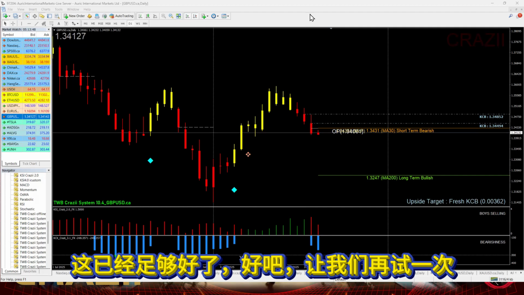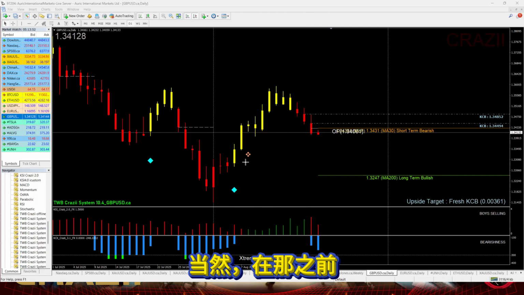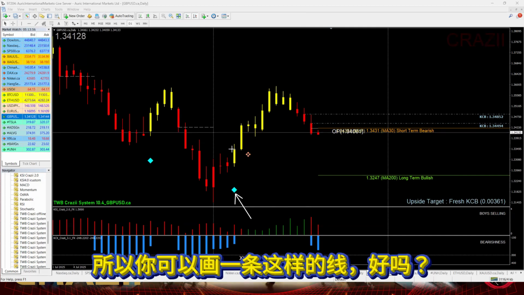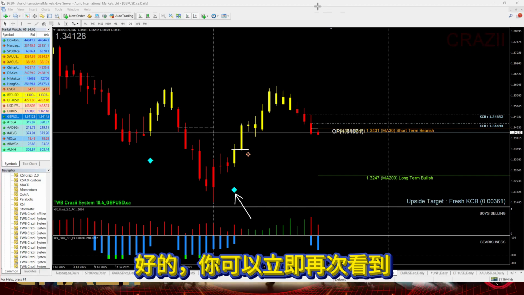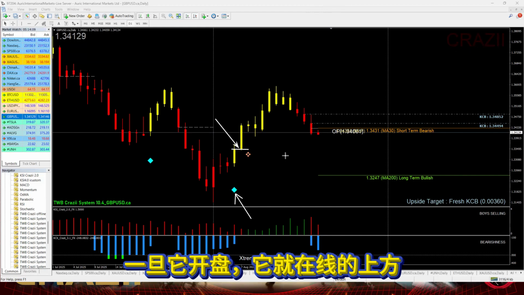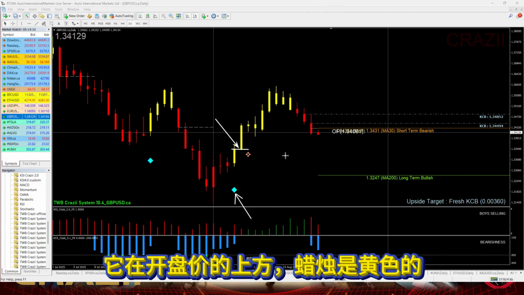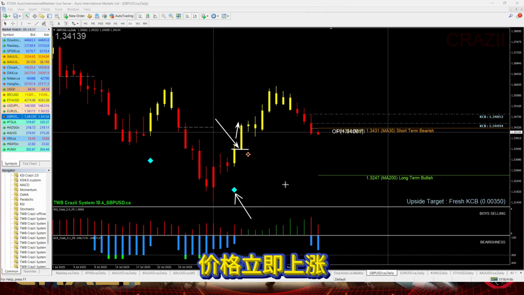Okay, let's try this again. Of course, before that itself, there was already a blue diamond, right? So you can draw a line on that. Okay, that's how you're going to draw this. And you can see instantly, same thing again. There is a blue diamond. Next bar, once it opens, it's above the line. It's above OP, and the candle is yellow color. Straight away, you can buy, and you can see that, wow, the price goes up immediately.